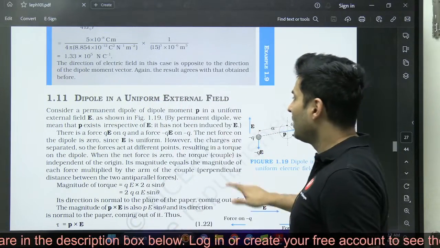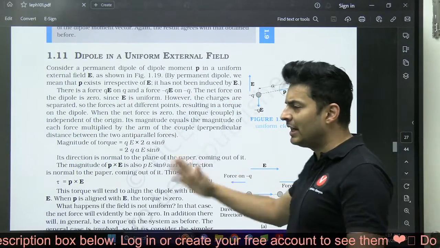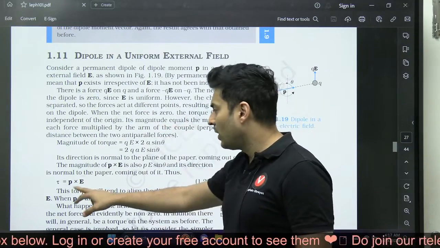Remember that. Okay. When you have a dipole in an electric field, it will experience a torque. The torque is p cross E.